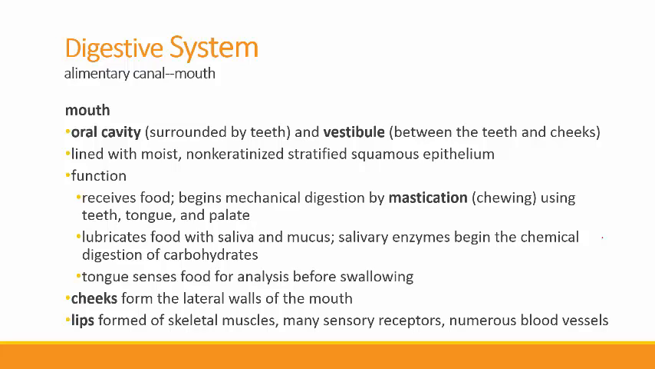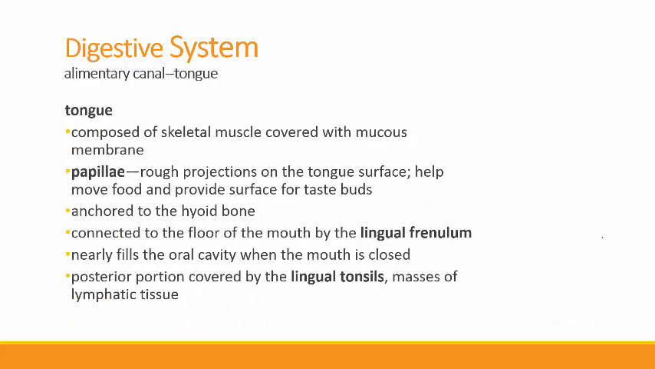And in the lips, we see many sensory receptors, lots and lots of blood vessels. That's what gives lips their darker pink color, all the blood vessels that we find in the lips. Very sensitive, also used in sensing the food.